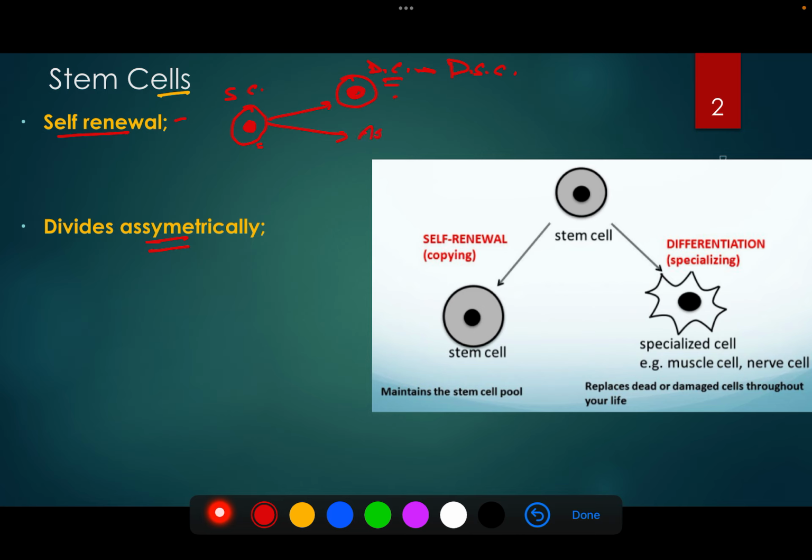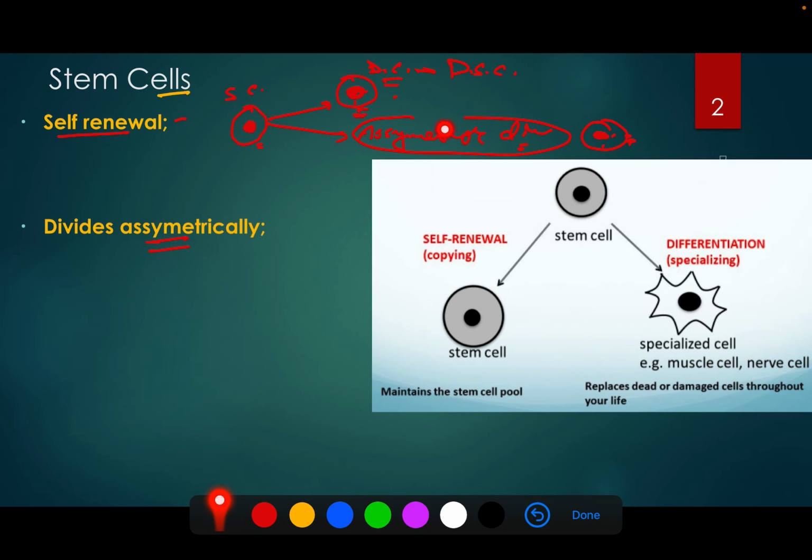Another one, it undergoes asymmetric division. What does asymmetric division mean? This one cell and this one cell, their cytoplasmic division is unequal. This is called asymmetric division. The nucleus is divided equally, but the cytoplasm is divided unequally. This one becomes the same daughter stem cell. This is the self-renewal property. That means it renews the number of stem cells.